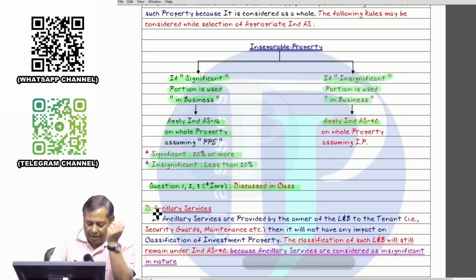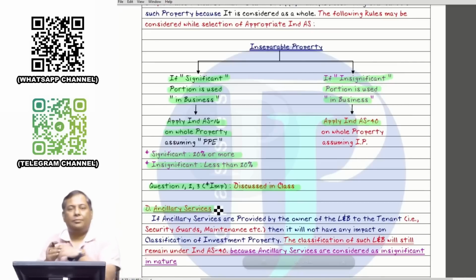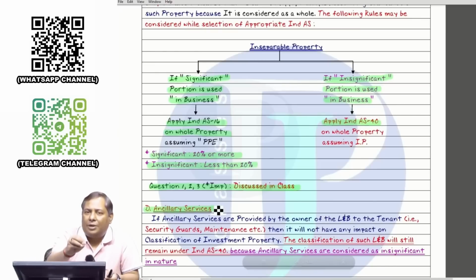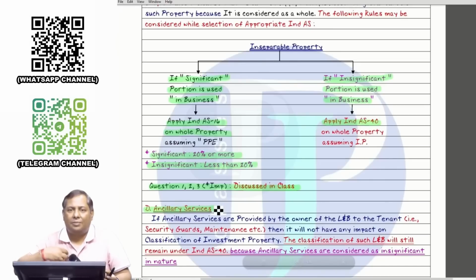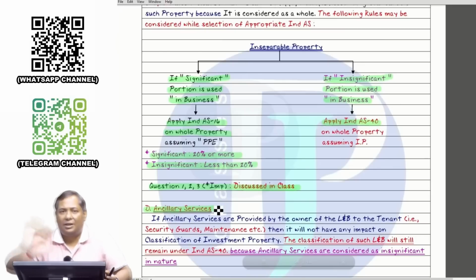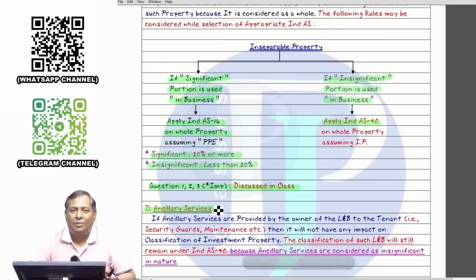So, the fourth case was of ancillary services. What was the meaning of ancillary services? Let's say A Limited has leased out one of their properties. There is a company, A Limited, which has leased out a property to its tenant and provided a maintenance service, that they will fund the maintenance of the property. A security guard was also given, that will also give you security. Providing security and maintenance are ancillary services.